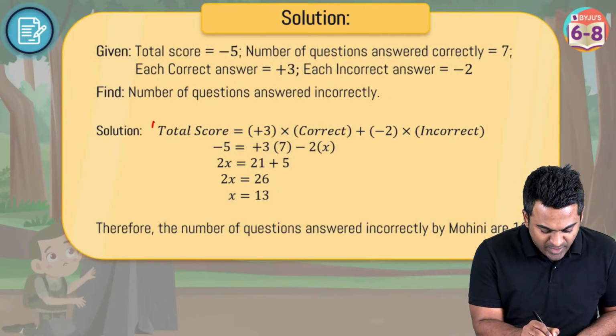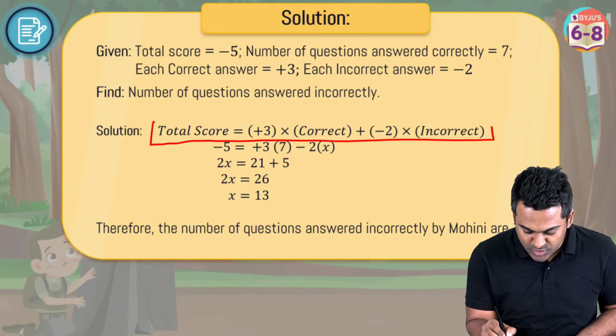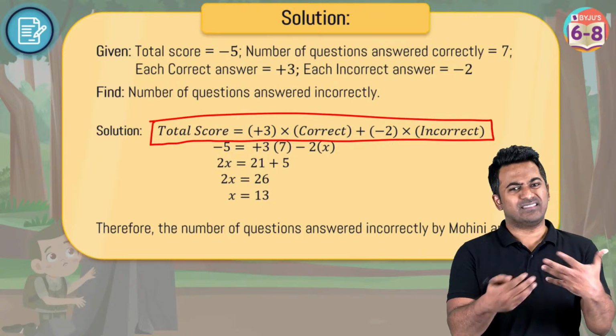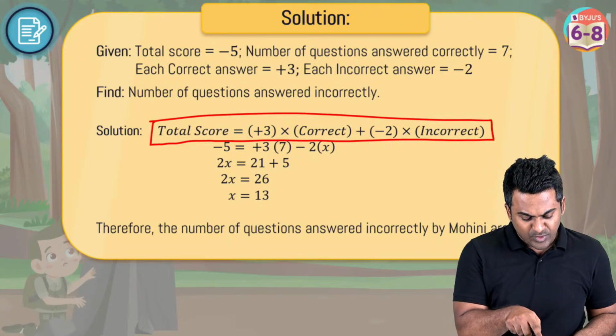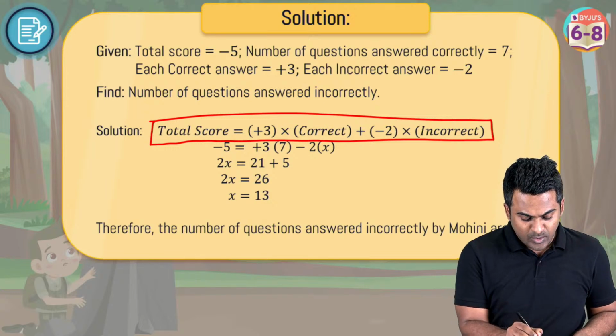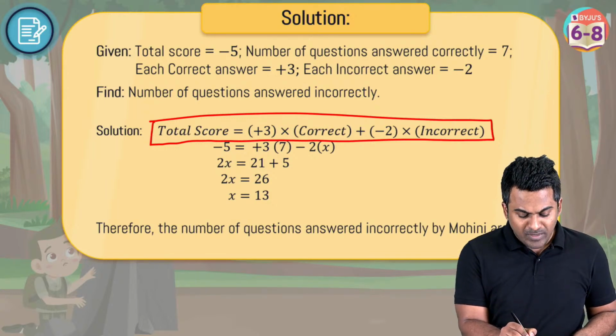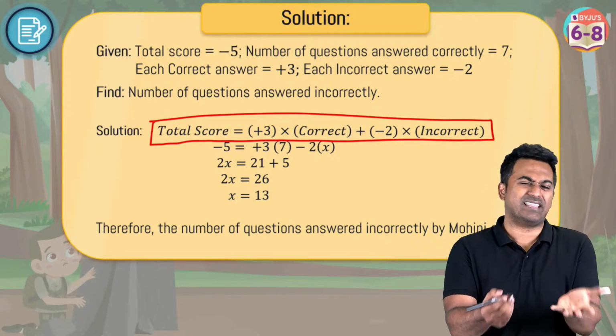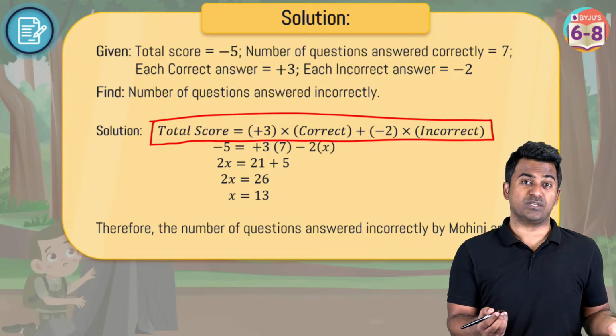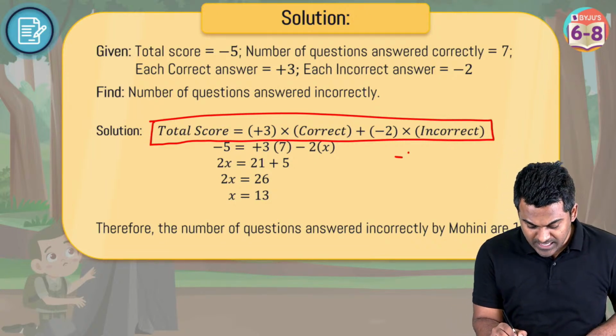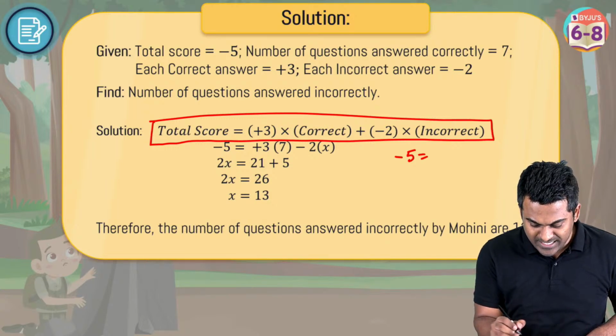I have already explained the equation for getting the total score. The numbers have changed. Now the total score is -5. This is equal to +3 multiplied with the 7 correct questions, -2 multiplied with the number of incorrect questions. Let the number of incorrect be x again, and you simply have to solve this equation. So the equation is -5 is equal to +3 times 7 is 21, -2x again.